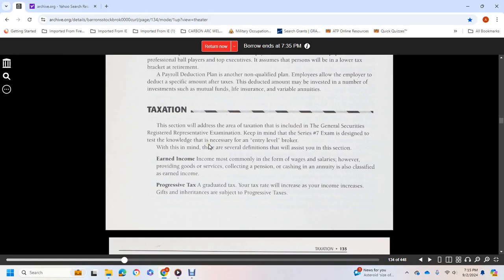Taxation. This section will address taxation, including the general securities material on the registered representative examination. Keep in mind the securities exam is designed to acknowledge the knowledge necessary for the entry-level broker. Understanding these definitions will assist you in this section.